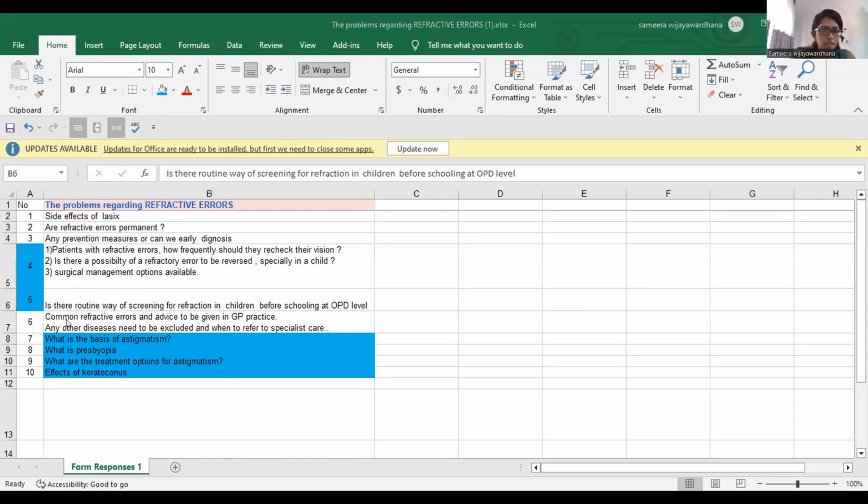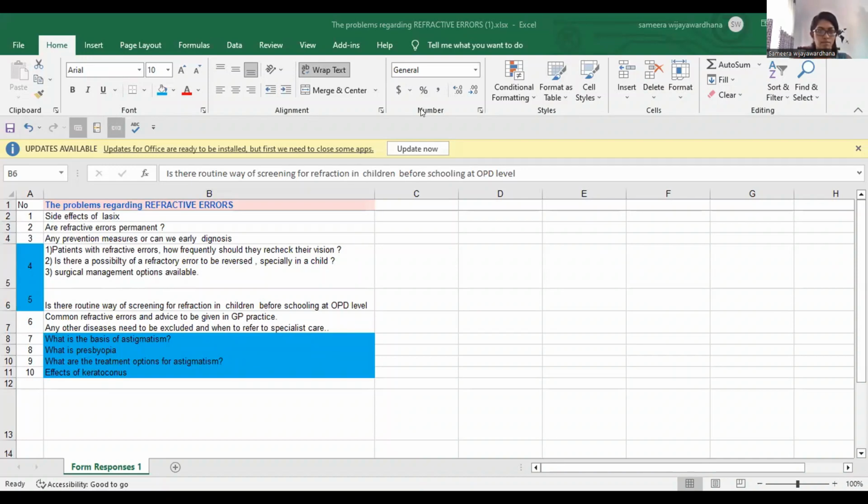Thank you, madam. Next, question number 5 also, you have given an explanation. And in question number 6, common refractive errors are advised to be given in GP practice, and any other disease need to be excluded, when to refer to specialist care.